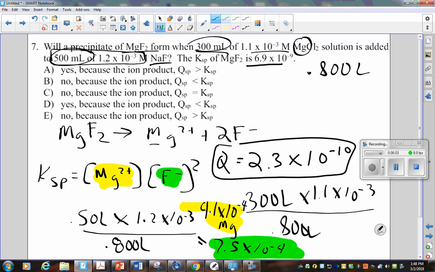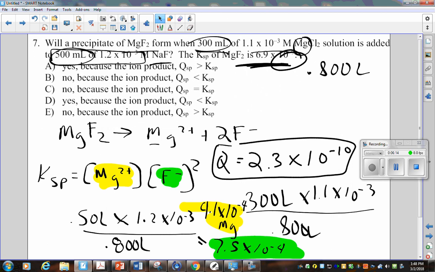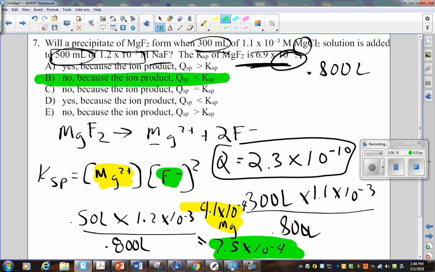If I look, the KSP is 10 to the negative 9th. A smaller negative exponent means it is a larger value, so therefore nothing will precipitate. Whoa, that's not a marker. Nothing will precipitate because KSP is greater than Q.